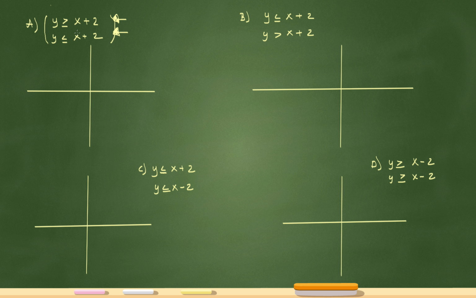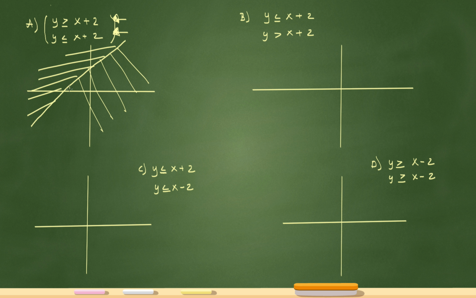So A is saying, hey, draw a positive line that's going something like this, right? It's not an exact drawing, but you get the point, x plus 2. Now it's saying the y values are all going to be greater than this line, so it'll be shaded over here. While the second one is saying all the y values will be less than this line, so they'll all be shaded over here.